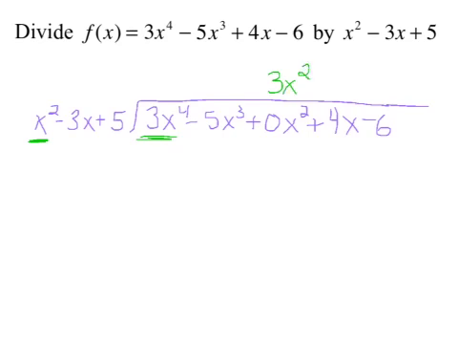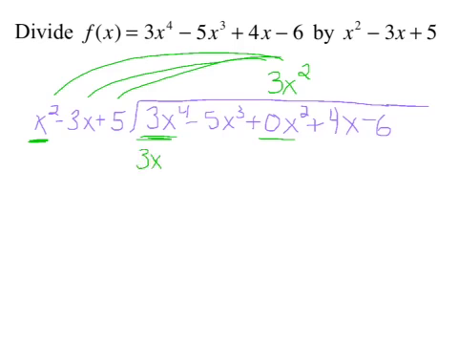And the reason I'm writing 3x squared where I'm writing it is because I want him over the other x squared that's in the equation. So now I'm going to take this 3x squared and I'm going to multiply every term by him. So that gives me 3x to the 4th minus 9x cubed plus 15x squared.